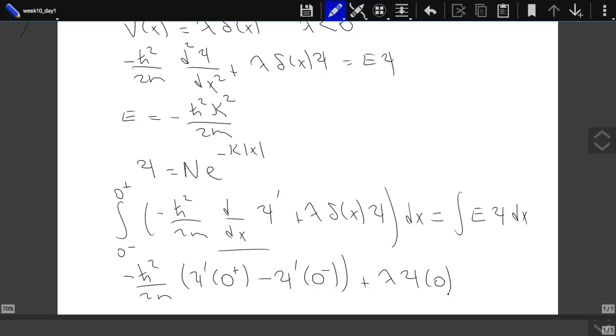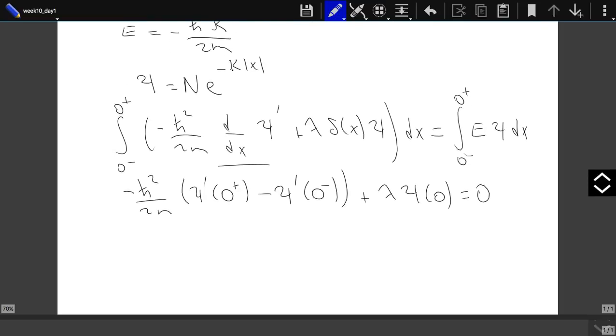And the right-hand side, since psi is a continuous function and a finite function, we don't want the wave function to be divergent, so you are just integrating a finite function over an interval that has 0 length, so that's just 0.